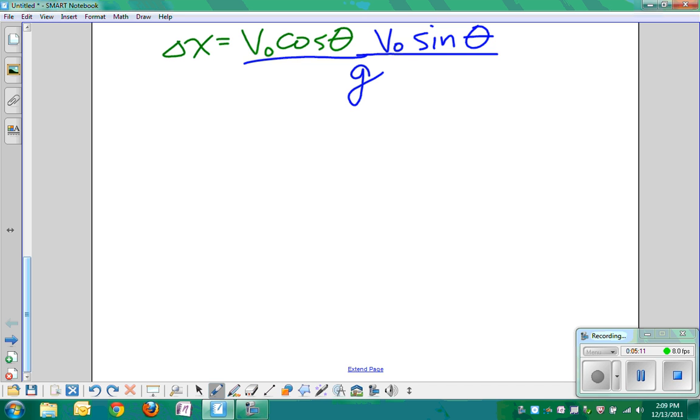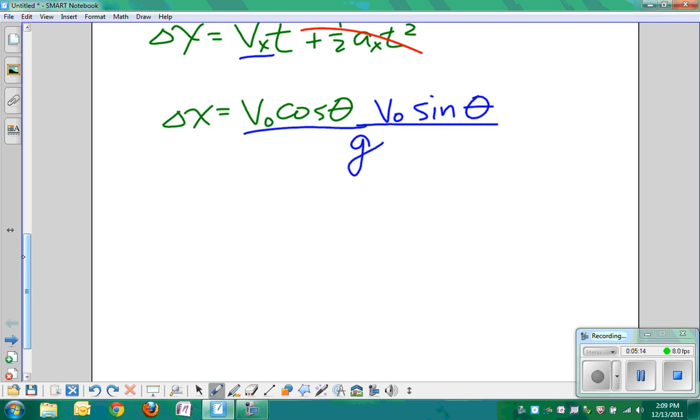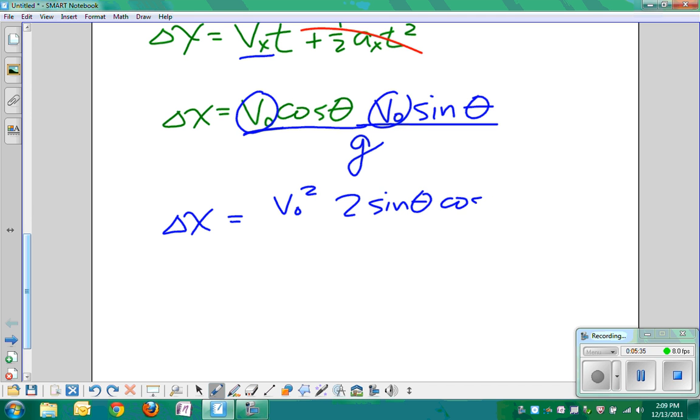All right, so I'm going to do a little bit of a trig trick here, okay? A tricky trig trick, all right? And that is, we're going to say delta x is equal to, I'm going to multiply the top and the bottom by 2, all right? And what I'm going to do is I'm going to say V naught squared, right? I'm taking V naught times V naught. I'm going to multiply the top by 2, so I've got 2 sine theta cosine theta, and since I multiplied the top by 2, I'm going to multiply the bottom by 2 times 2g.